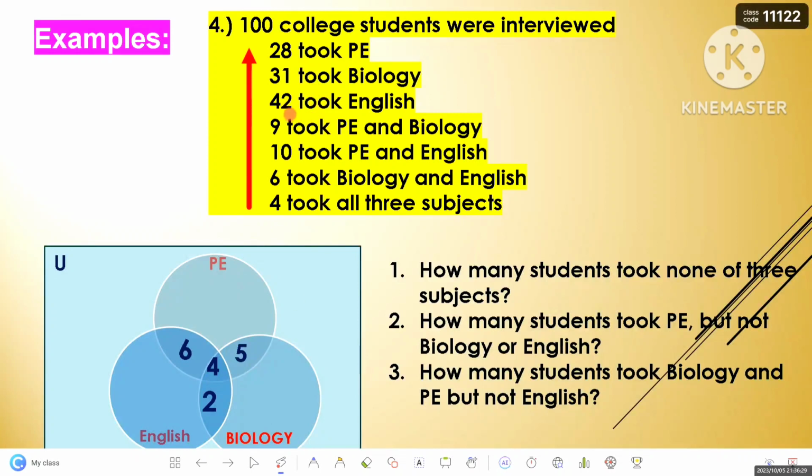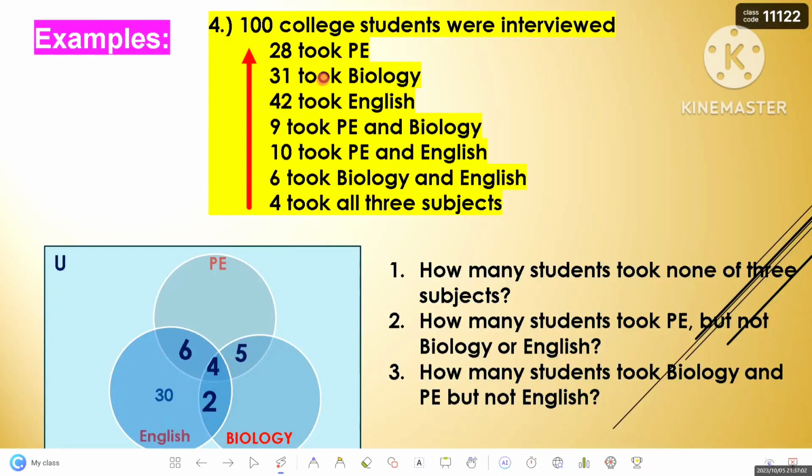Now, next is 42 students took English. So, ito yung English natin. 42 tong hinahanap. I-add muna natin itong tatlo. 6 plus 4, 10. Plus 2, 12. 42 minus 12, we have 30. Yes, that's correct. 30 ang tamang sagot sa 42. Kasi when you add them, we get the total of 42 sa English lang.